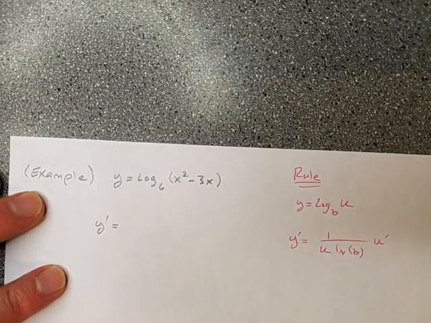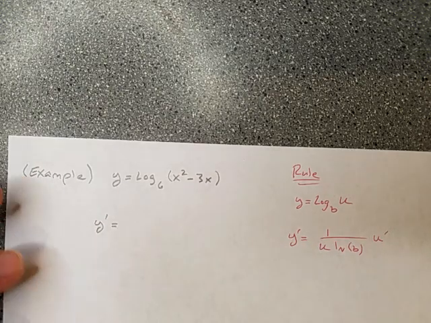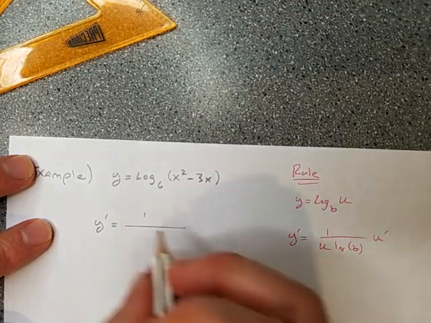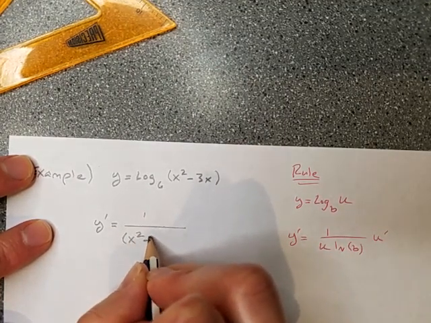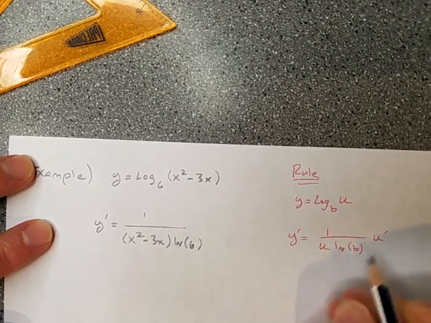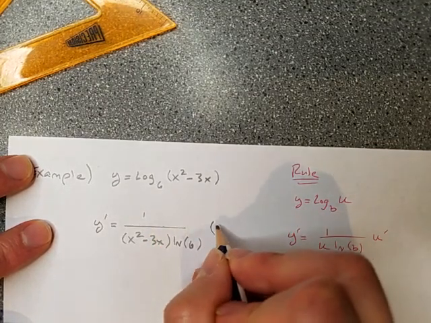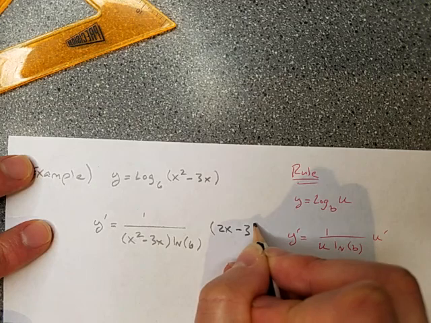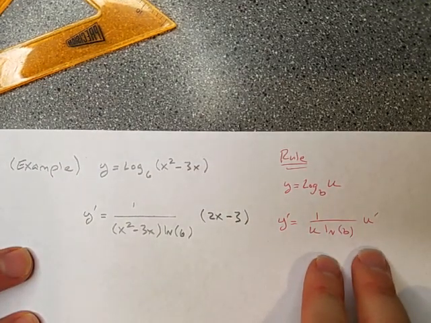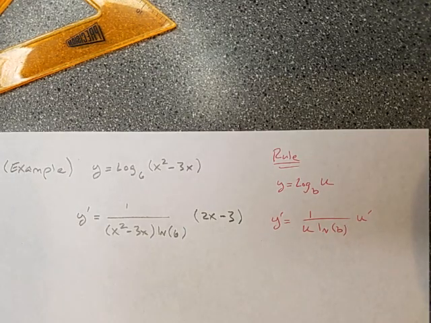I know there might be some simplifying when we do this, but based on just that rule, and nothing else, this will be 1 over x squared minus 3x natural log of 6. Then times u prime. What's the u? x squared minus 3x. So that's going to be 2x minus 3. So take a second, look at that. You gotta grasp the rule, and you gotta see what I did here. Just make sure you see it.